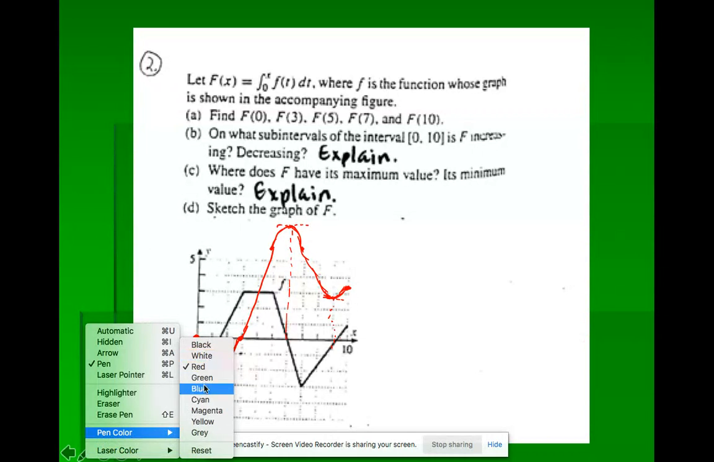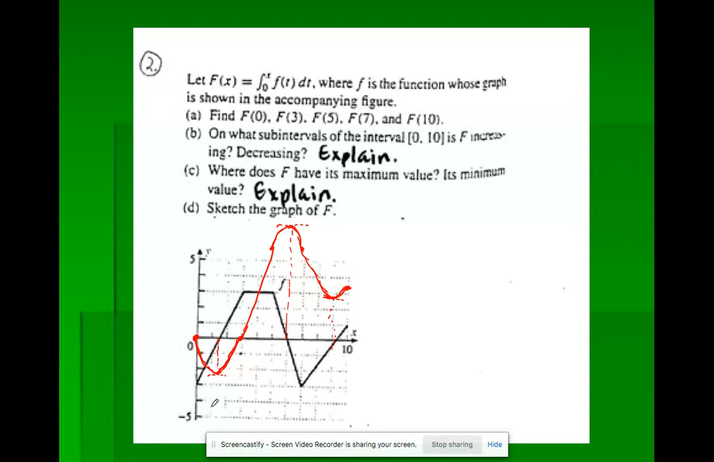Because of geometry and my accumulation function, I can actually find these heights. Only because this was a graph made up of line segments, I can actually find the height of this.